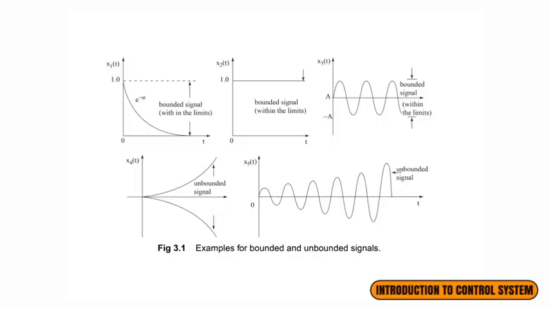One is called a stable system, another one is an unstable system. Open loop, unstable system. If it is closed loop, then only it is stable, otherwise unstable. A very good example is a bike. A bike is an open loop, unstable system. If you don't ride the bike, it is unstable, it will fall. If you ride, then only it is stable.